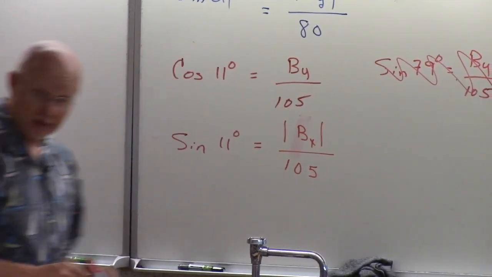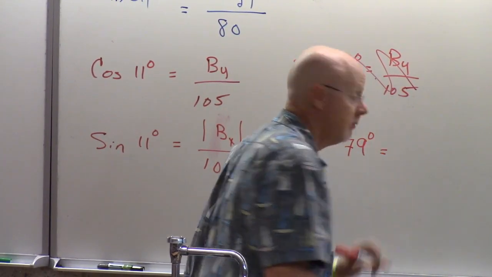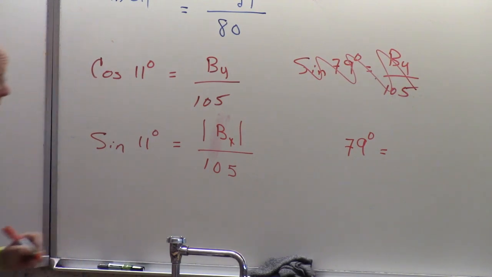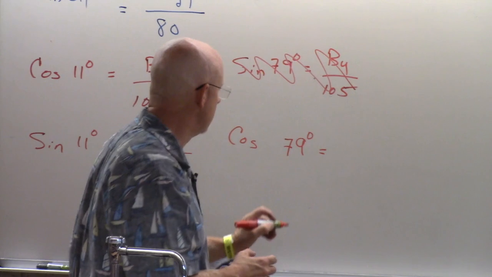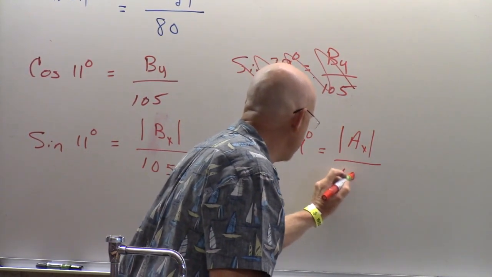If you would rather look at the 79 degrees, you can. Nothing wrong with that. You're looking at this angle here, 79, and it's measured then from the x-axis. Actually, it's really measured from the negative x-axis. But then you can do the cosine function, and that would give you the magnitude of ax over 105.